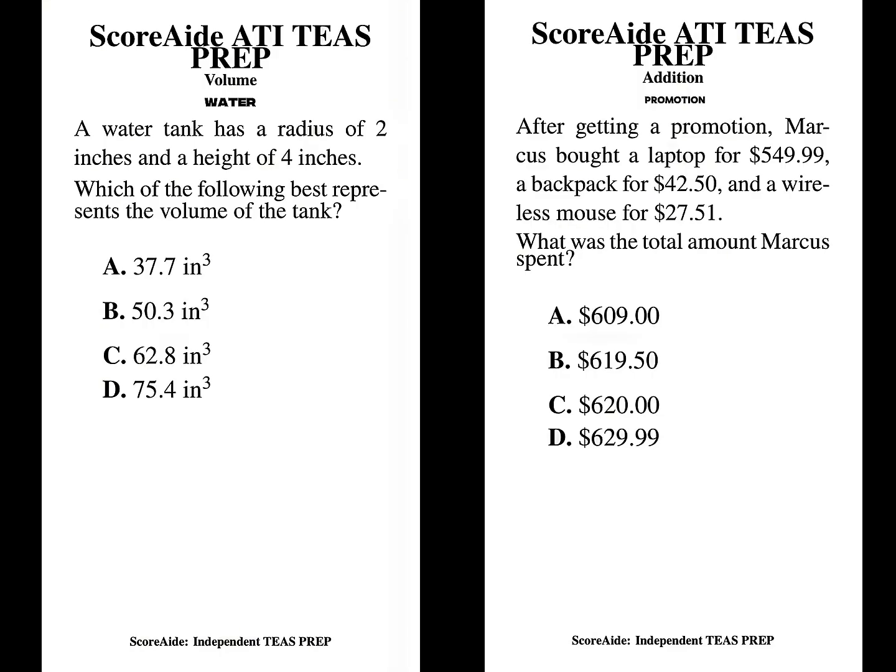Okay. A water tank has a radius of 2 inches and a height of 4 inches. Which of the following best represents the volume of the tank? Right? So the volume of the tank is going to be the volume of a cylinder. So the volume here is going to be equal to pi r squared h, right?